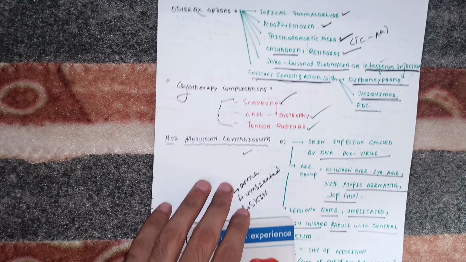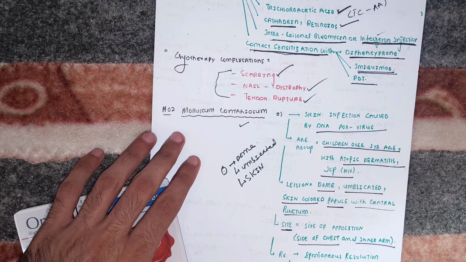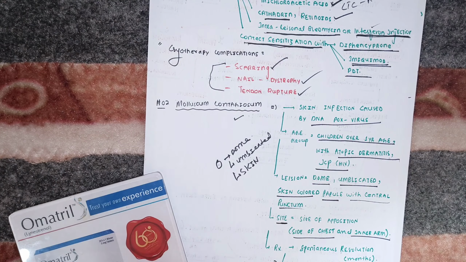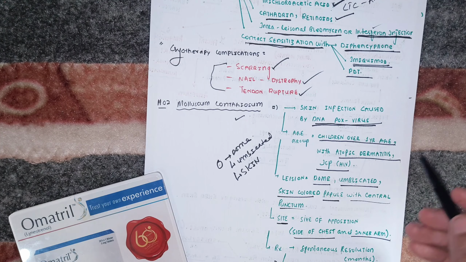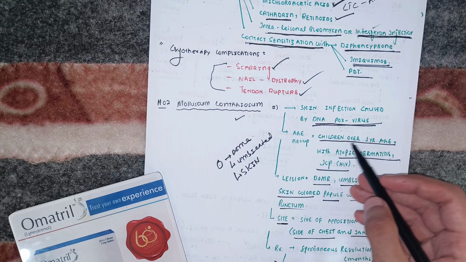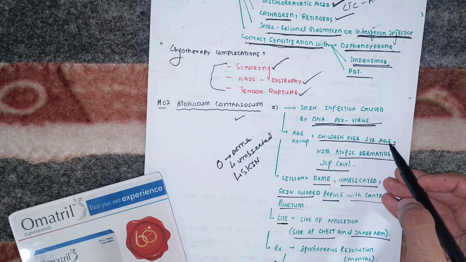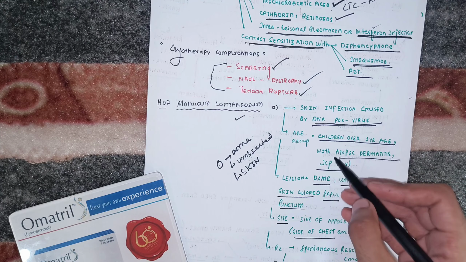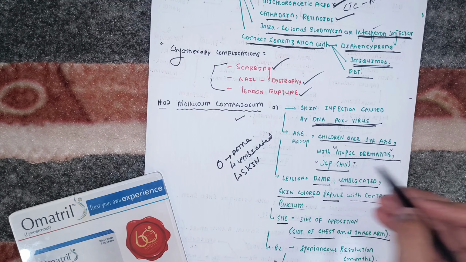Another viral infection is beta your molluscum contagiosum. It is also a viral infection of the skin. What virus causes this? It is a DNA pox virus. Okay, especially it affects children over 1 year age. एक साल के बाद के जो बच्चे होते हैं उनमें ये infection देखने को मिलता है, और खास करके वो बच्चे बेटा जिनमें atopic dermatitis है या फिर वो immunocompromised हैं.